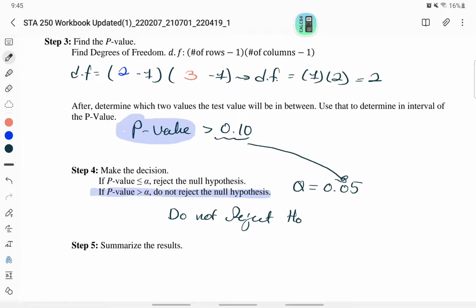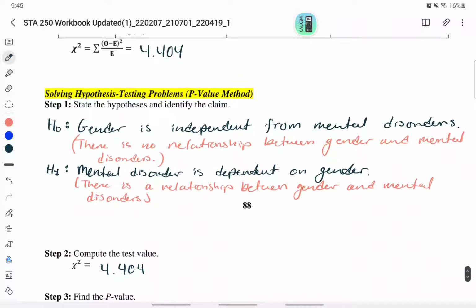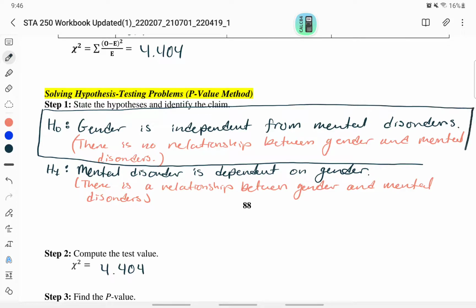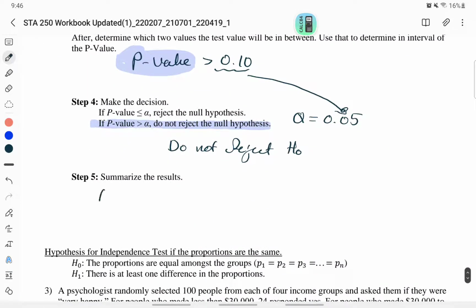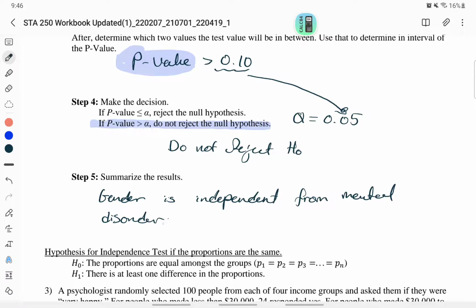Which means we're going to go up to our hypotheses. If we do not reject the null, we are accepting it. And we're stating that gender is independent from mental disorders. There is no relationship between gender and mental disorder.